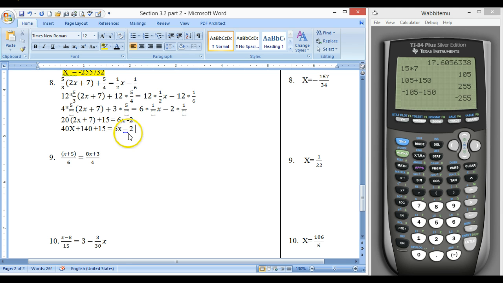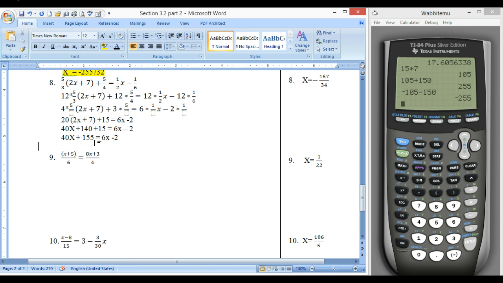Okay, so now we just need to combine what we have. So on this side, I can't combine anything with the x's yet, but I can combine those guys. So 40x, 140 and 15 becomes 155 equals 6x minus 2. Okay, so let's just move the 6x over on the next step.